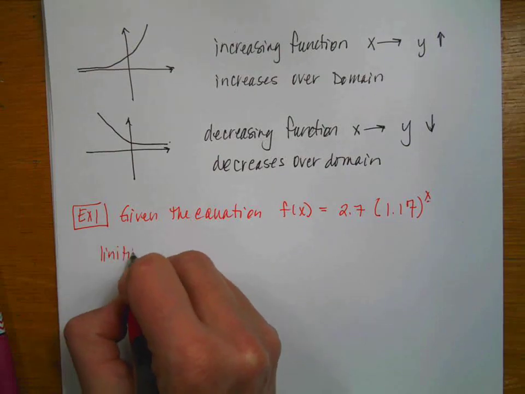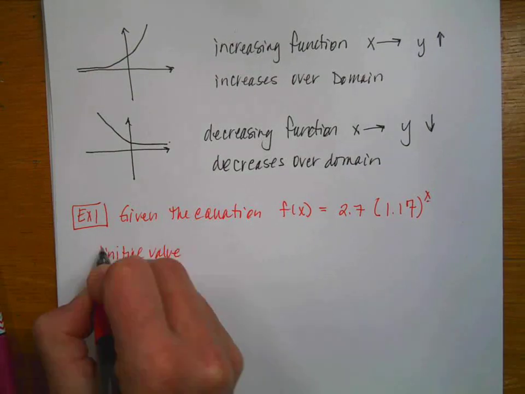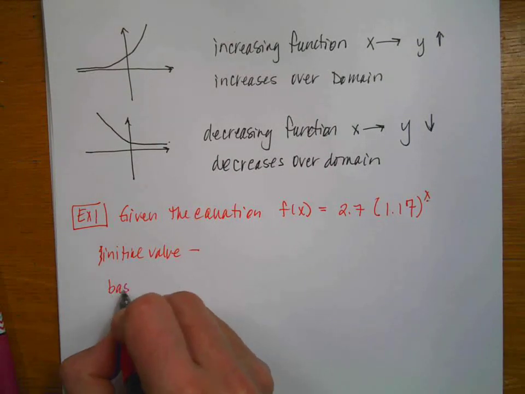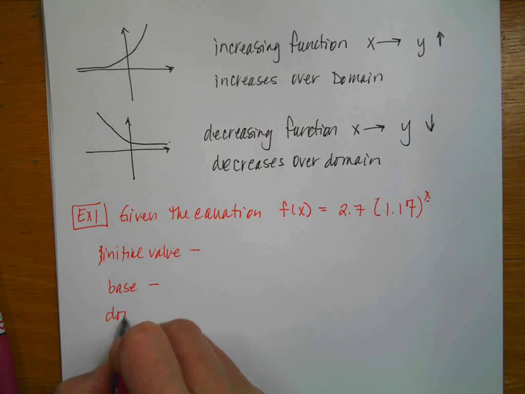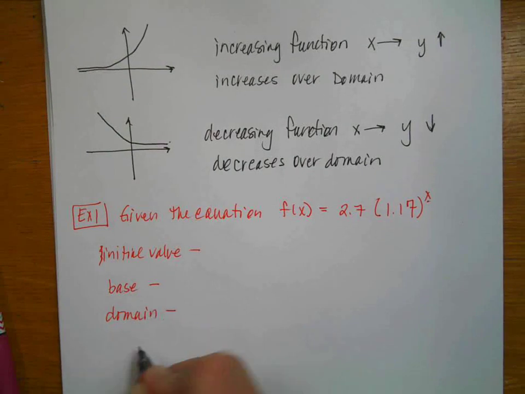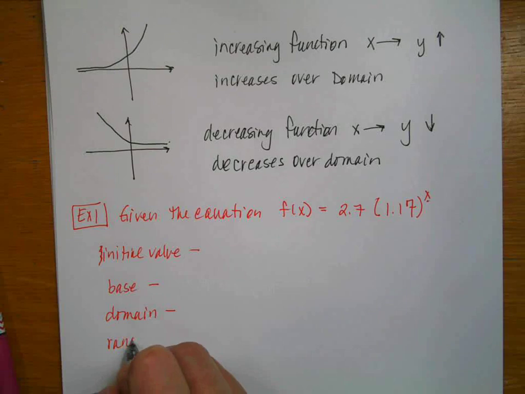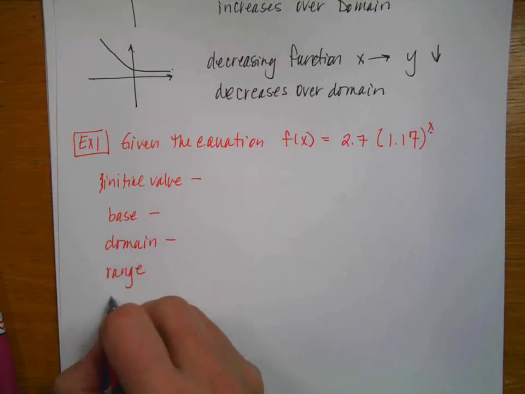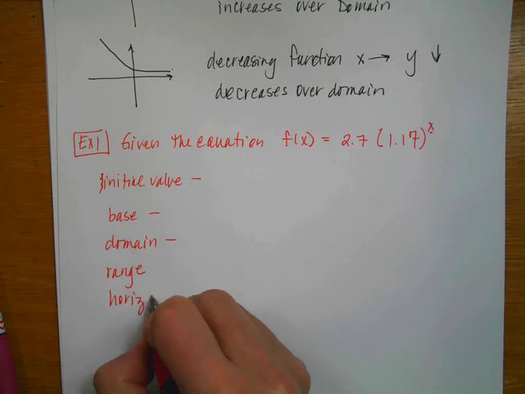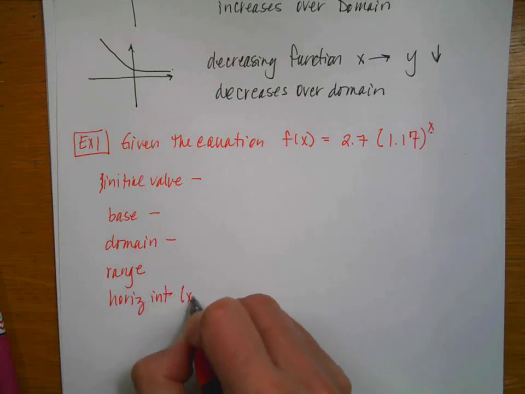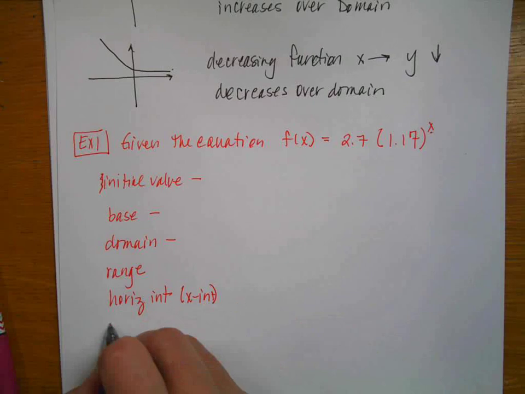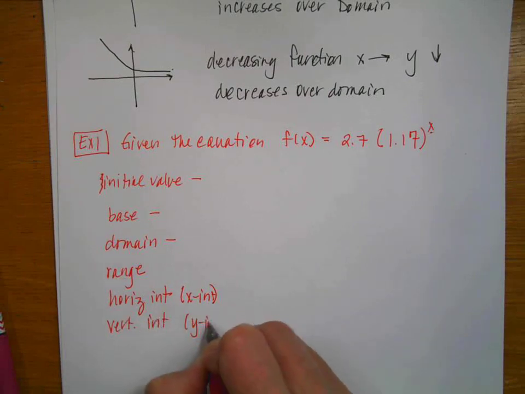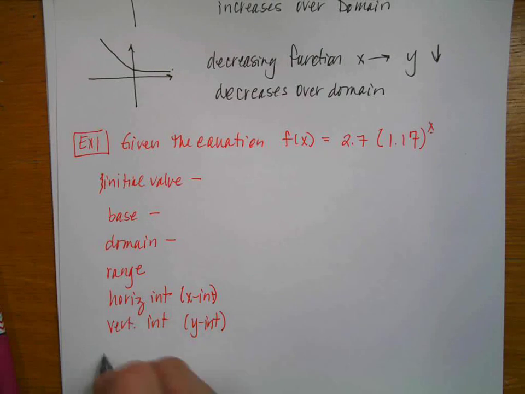So I want to find our initial value. I want to find the base. I want to find the domain. And I want to find the range. And then the last couple of things on this one: I want to find my horizontal intercept, which is the X-intercept. And then I want to find the vertical intercept, which is your Y-intercept.